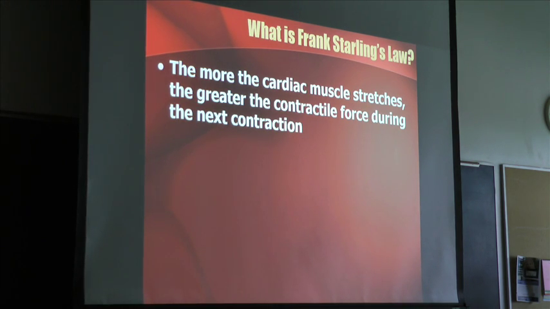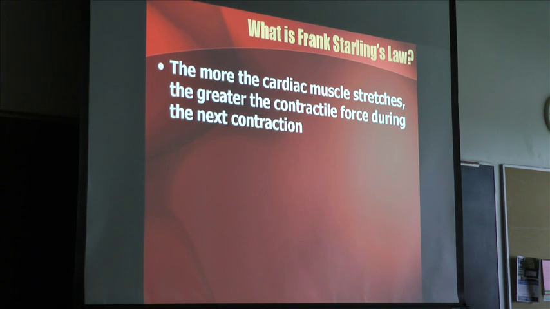What is Frank Starling's law? It says the more the cardiac muscle stretches, the greater the contractile force during the next contraction. So this kind of answers a question of how does the heart accept 200 mLs of blood and know to get rid of 200 mLs? What if it only accepts 50 mLs? How does it know to contract just to get rid of that 50 mLs? And the answer is in the stretch.